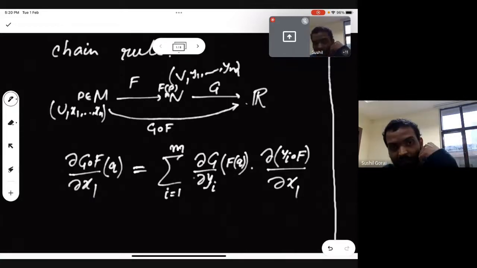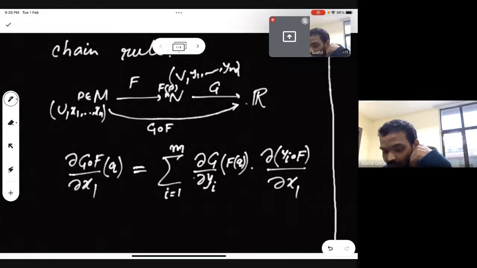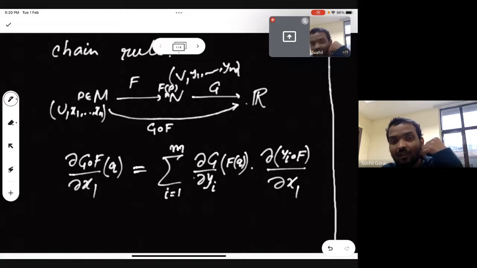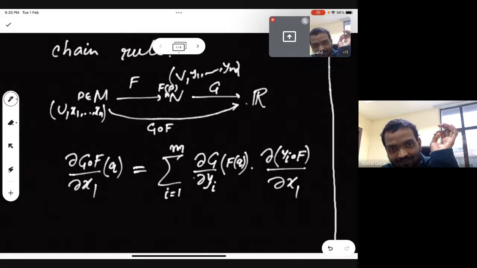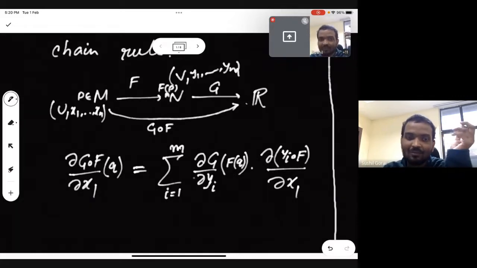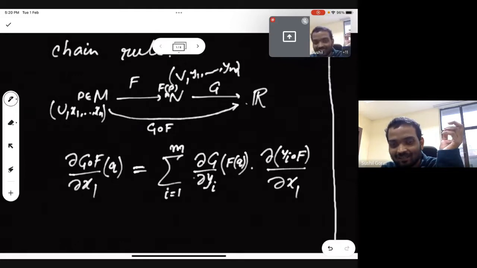These partial derivatives depend on the local coordinate. But when you say something, let's say M and N are of the same dimension, and you want to talk about the concept of Jacobian, and not just Jacobian, the Jacobian being non-zero, that part is independent of the choice of coordinate. Being non-zero is independent of the choice of coordinate. The determinant of the Jacobian being non-zero.